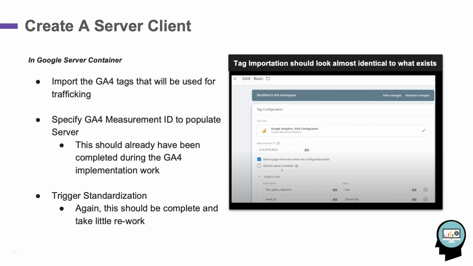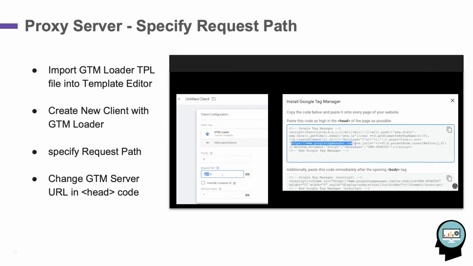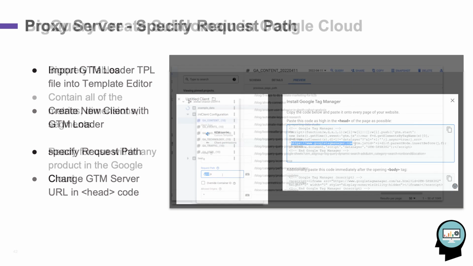Since my computer's dying, moving a little quick here. In your Google Tag Manager, you would then specify the ID and the address that you're trying to send the data to. And then when you install it on your site, you would change the request path to reference not Google's ID, but your own server location. And so that's what that process would look like.